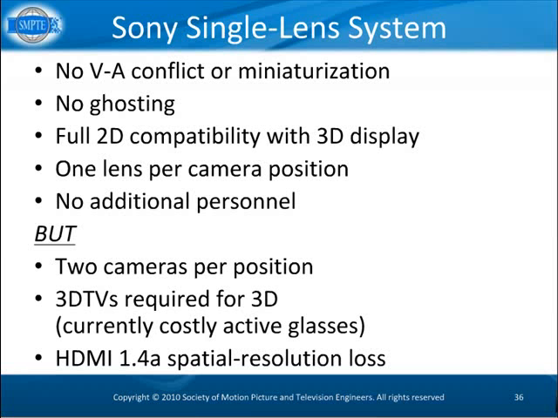If you have a family and three of them want to watch in 3D and one of them wants to watch in 2D, they can all watch the same display at the same time. You only need one lens per camera position, and that can be any kind of lens you want. If you want it to be a very long lens, a 1:1 or something like that, there's no problem. There are no additional personnel required. You don't need a convergence operator because there isn't anything for the convergence operator to do.